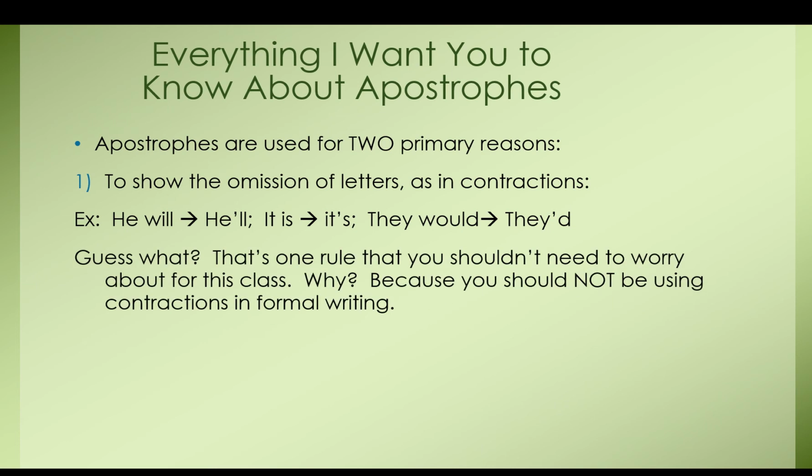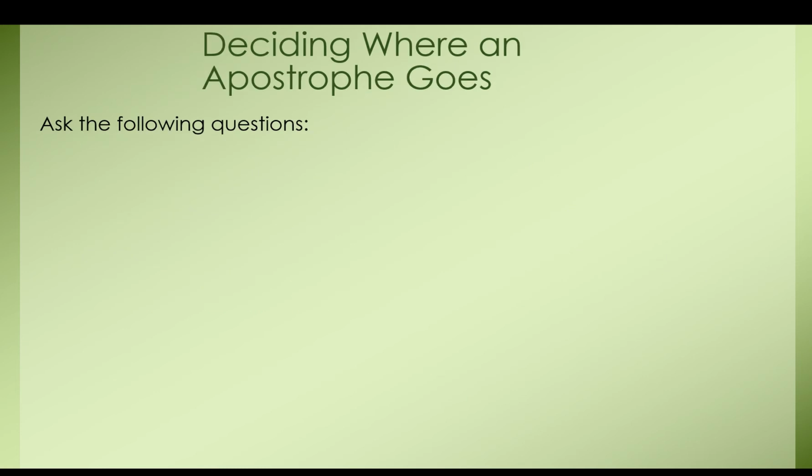And guess what? That's one rule you really shouldn't need to worry about too much for my English classes, because you shouldn't be using contractions in formal writing. Nothing wrong with them, they're just not formal, so I prefer you to write out the words fully to make the writing sound less colloquial. So that leaves us with rule number two, which means possession. Apostrophes are used for possession.